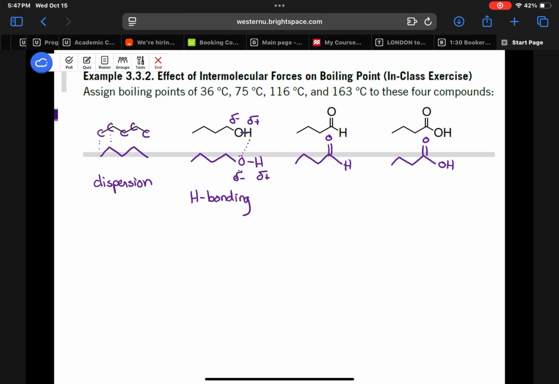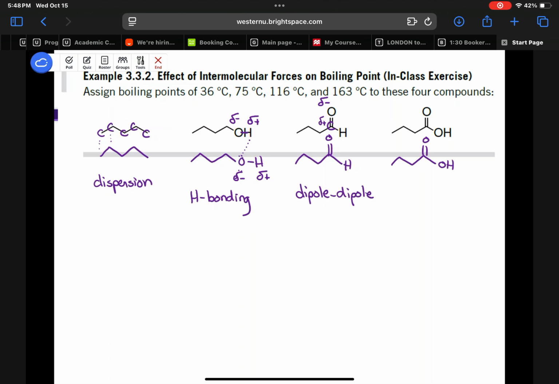Now the next molecule, this one is an aldehyde. We have a carbon with a double bond to oxygen, and then a carbon with a bond to hydrogen. Now a common mistake here is to classify this as hydrogen bonding. But in this molecule with the double bond between carbon and oxygen, we don't have an oxygen-hydrogen bond. We have a carbon-hydrogen and a carbon-oxygen, but not an oxygen-hydrogen. So we do have a partial negative and a partial positive, but not enough that it's hydrogen bonding. So this one is just dipole-dipole interactions.